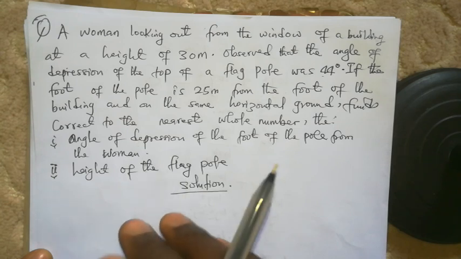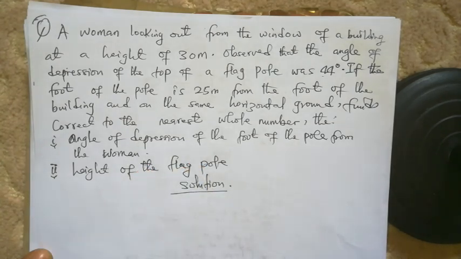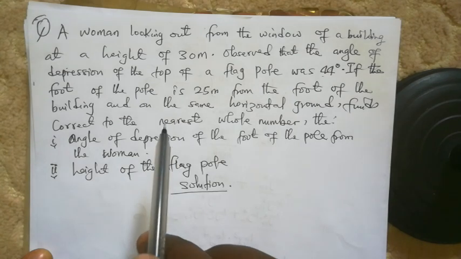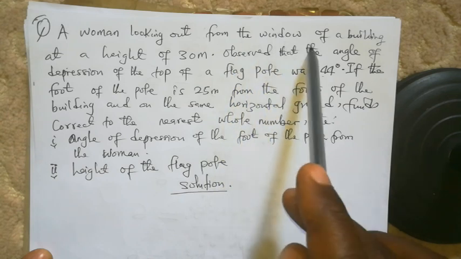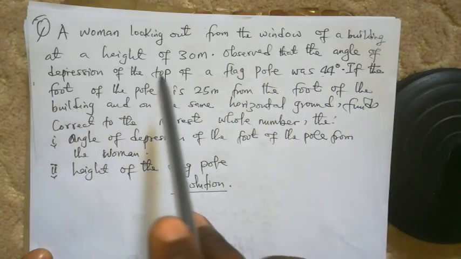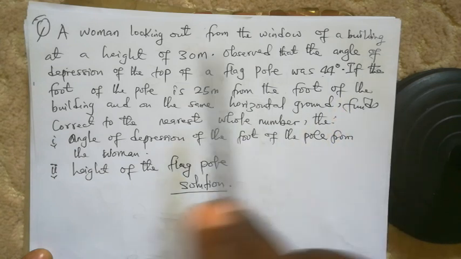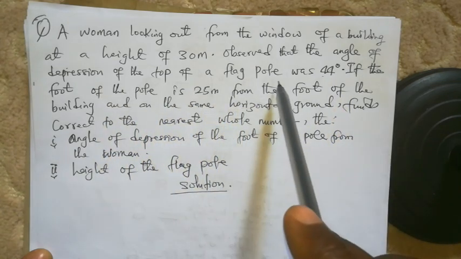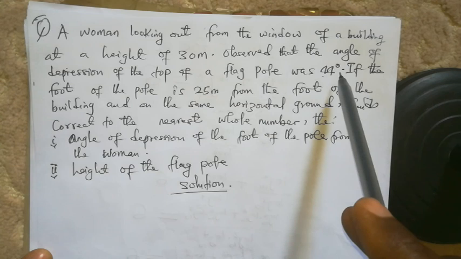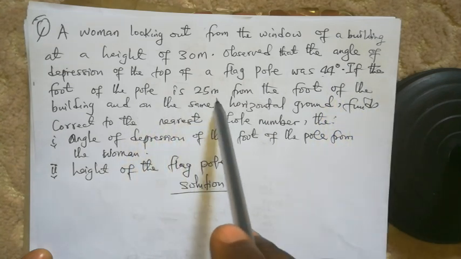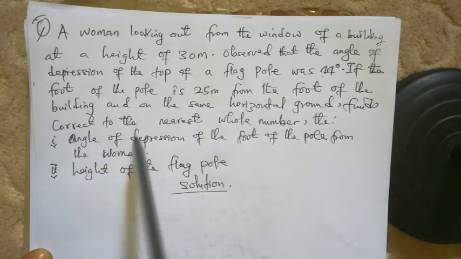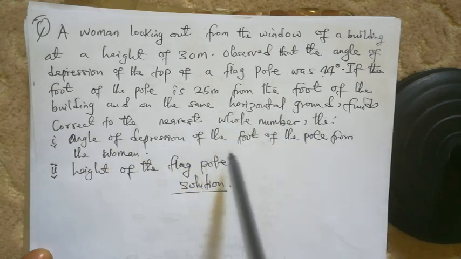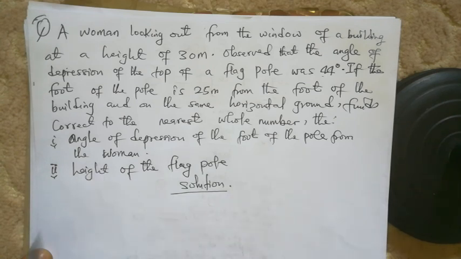Today we are going to be solving a height and distance problem, which is a problem in nature. I will read the question carefully. A woman looking out from the window of a building at a height of 30 meters observed that the angle of depression of the top of a flagpole was 44 degrees. If the foot of the pole is 25 meters from the foot of the building and on the same horizontal ground, find, correct to the nearest whole number, the angle of depression of the foot of the pole from the woman. And in the second question, we are asked to find the height of the flagpole.